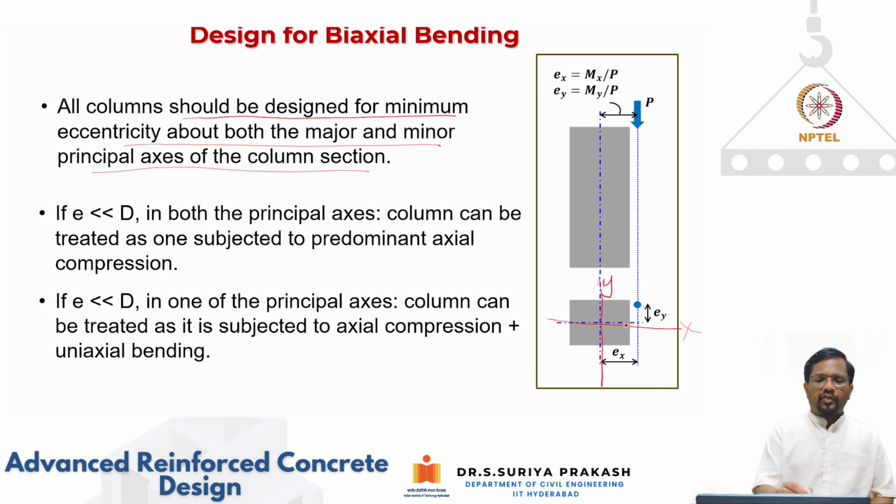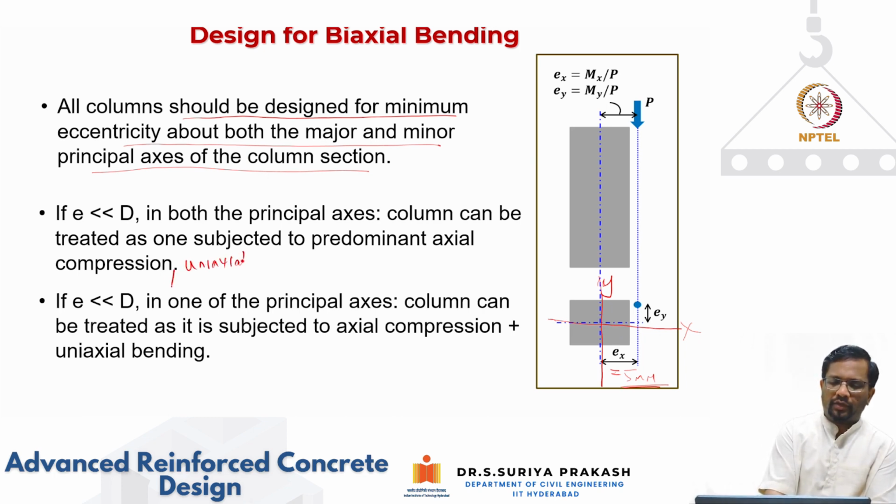Now, if your eccentricity about one axis is going to be very small, for example, in this case, let's say Ex is very small, about 5 mm or so, then we can say that this column will be subjected to predominantly axial compression and uniaxial bending, about only one axis. That's why we call that uniaxial bending.